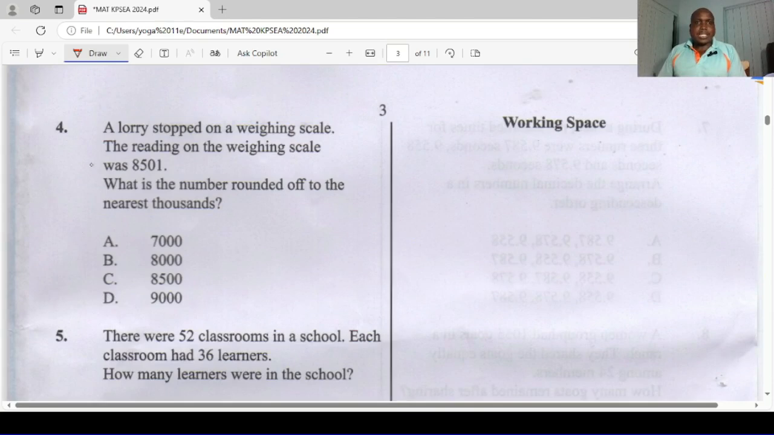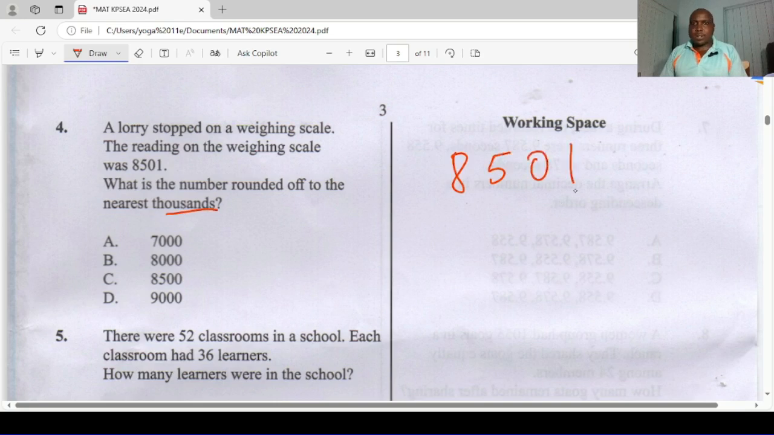A lorry stopped on a weighing scale. The reading on the weighing scale was this. What is the number rounded off to the nearest thousands? Rounding off of numbers.